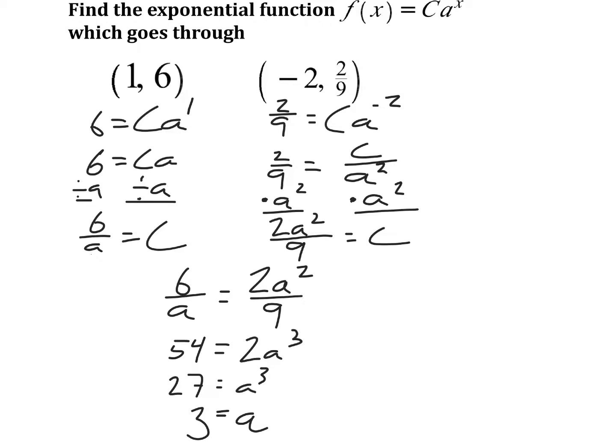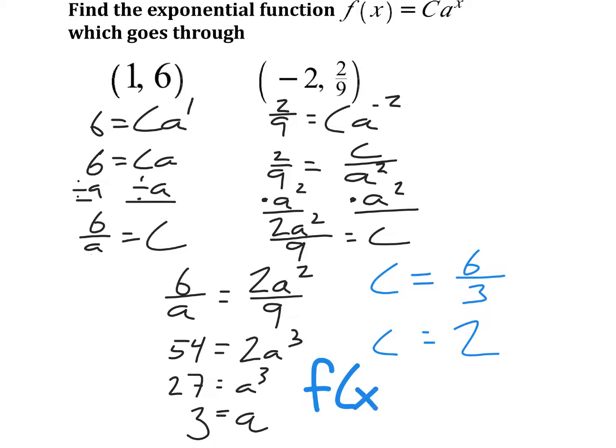Knowing that, I can now go find c, because notice I got a couple different equations here that I could use to find out what c equals. I want to use the simplest of those for this next step, so I'm going to use this one. I know c equals 6 over a. So I'm going to plug it in there. C equals 6 over, and now I know what a is. A is 3. So if c equals 6 over 3, c equals 2, which then means I have my final answer. I was asked to write the equation. Here we go. F of x equals c, which is 2, times a, which is 3, to the power of x.